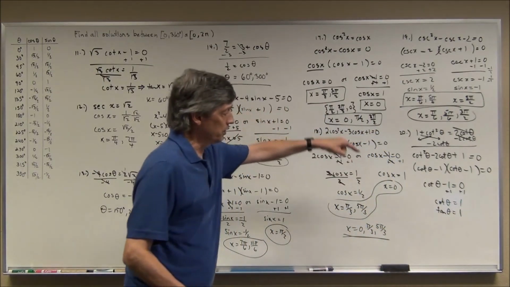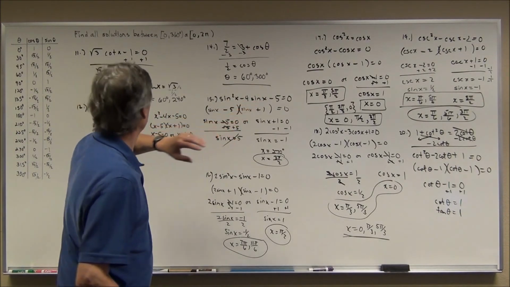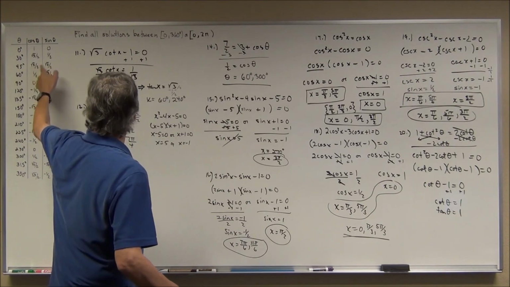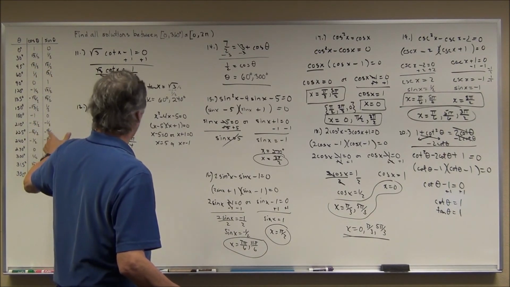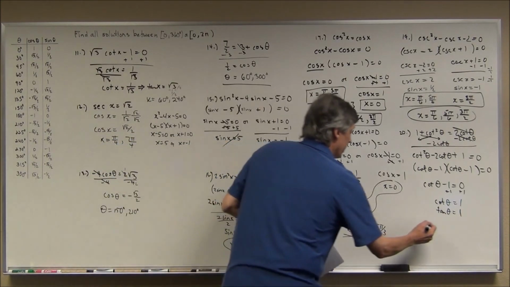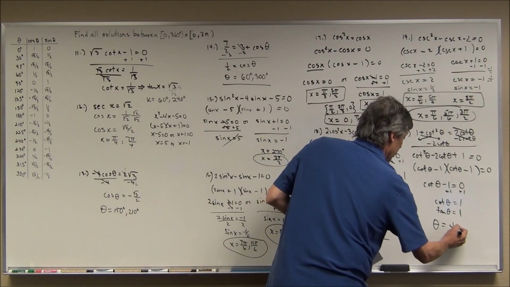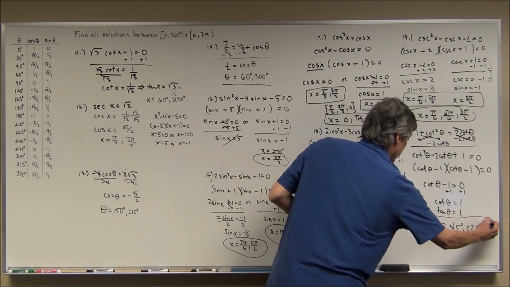Now that happens when the sine of theta over the cosine of theta, when they're the same values. And that happens here at 45 degrees or pi over 4, they're the same value. And it also happens at 225, which is 5 pi over 4, they're the same value. So my answer, this is in theta, so I'm going to write it as 45 degrees and 225 degrees. And those are my answers.